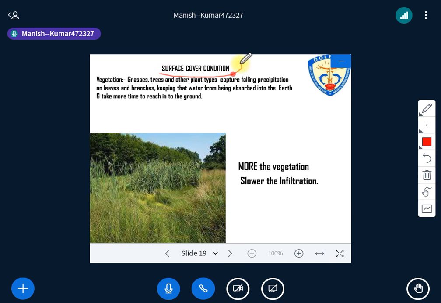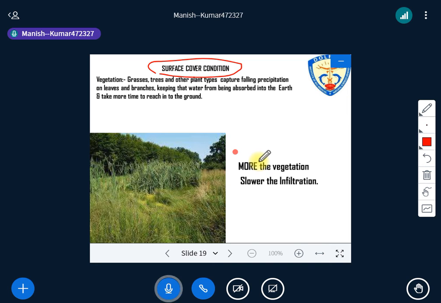Then surface cover condition, this is very important, right? As I told you, it is related to the slope. If the slope area is dense forest or well vegetated, then you will get a certain kind of infiltration there. One example is that those of you who belong to hilly areas get spring water to collect. Generally, those hills have a spring where the hills have vegetation.